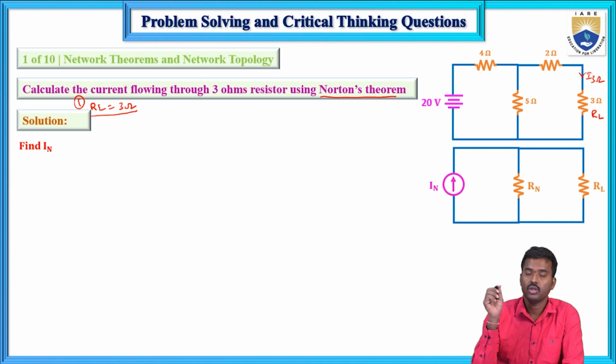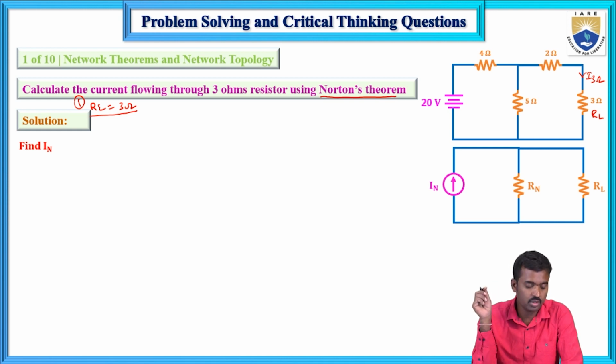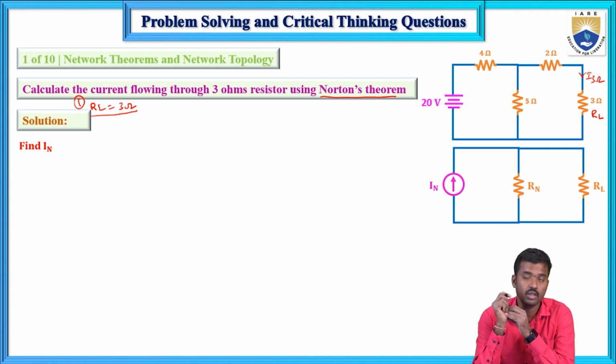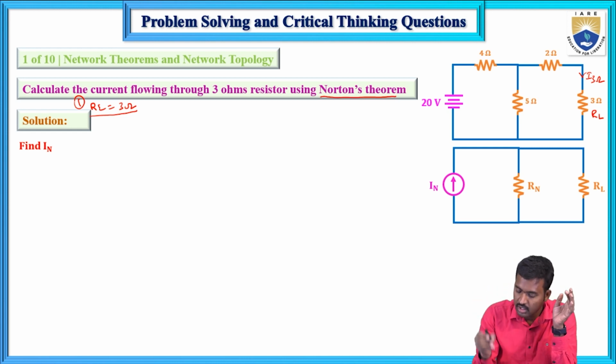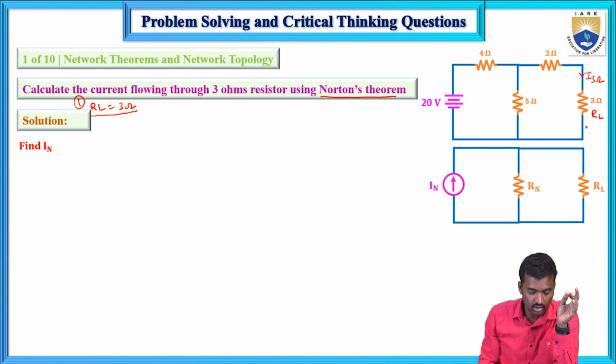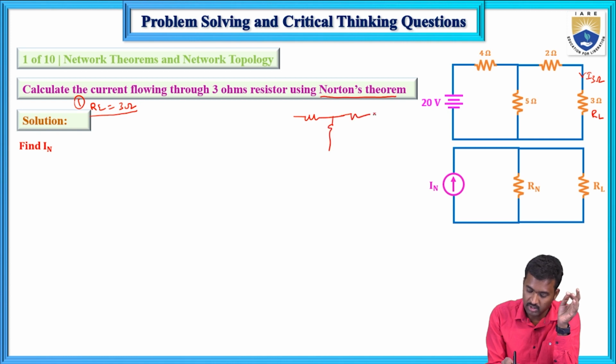There are again sub-steps. To find out IN, first remove the load resistance from the given circuit, short the load terminals and calculate that short circuit current. So here is the circuit. First draw the actual given circuit. Here is the 20 volts, this is 4 ohms, this is 2 ohms, this one is 5 ohms and this one is 3 ohms.